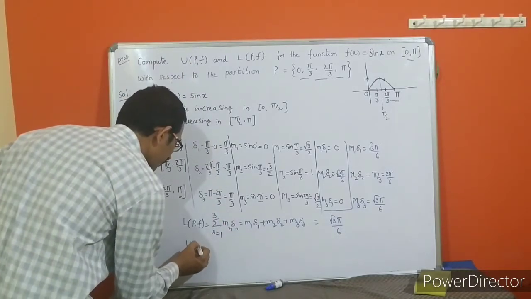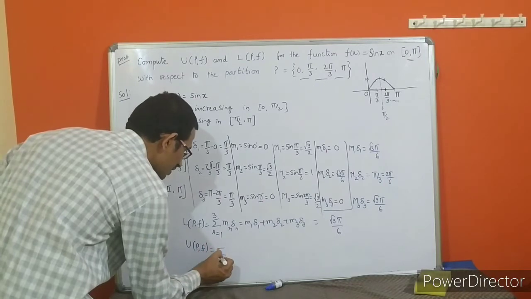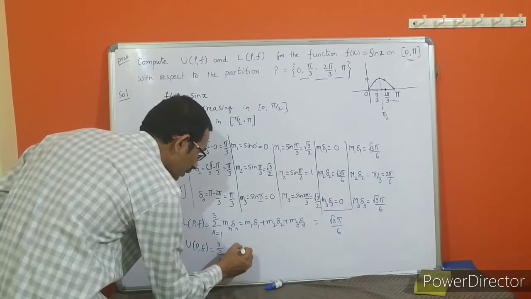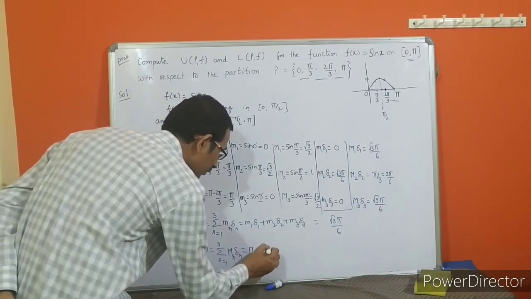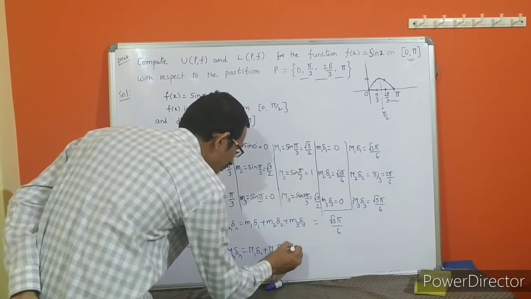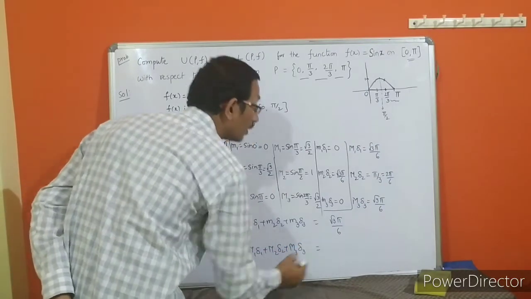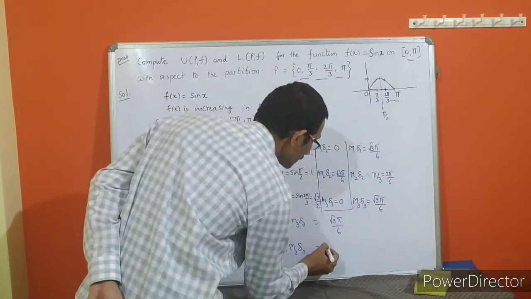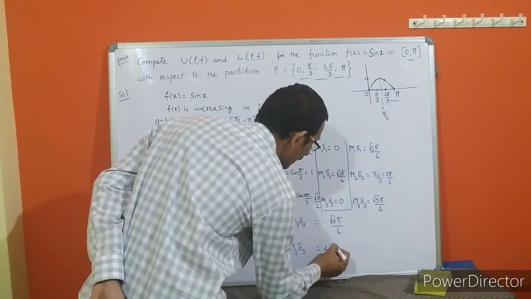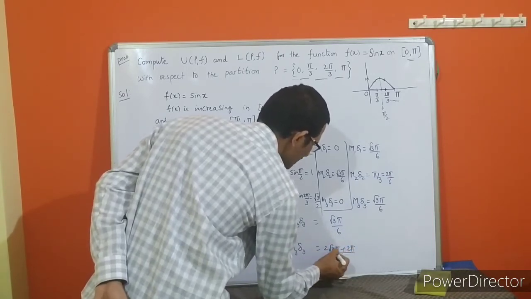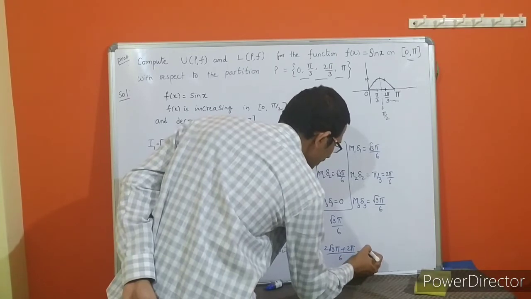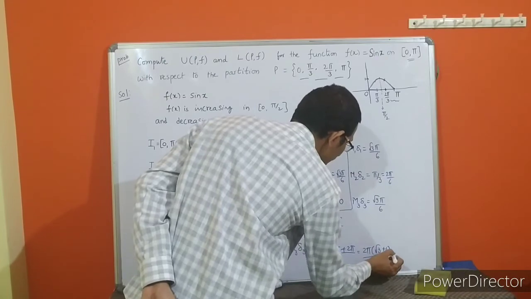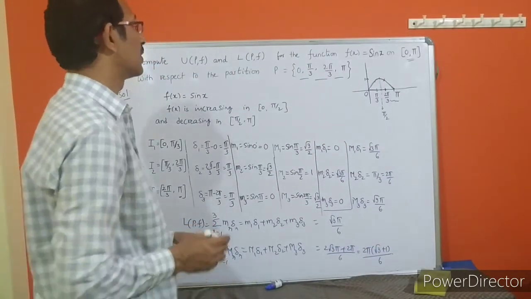And what is UPF? UPF, that is the upper Riemann sum, is equal to summation r equals 1 to 3 capital M r into delta r. That is nothing but again M1 delta 1 plus M2 delta 2 plus M3 delta 3. You add all these things. Root 3 pi, 2 root 3 pi, 2 pi, because the denominator is the same. Or else you can write 2 pi into root 3 plus 1 by 6. This is the upper Riemann sum.